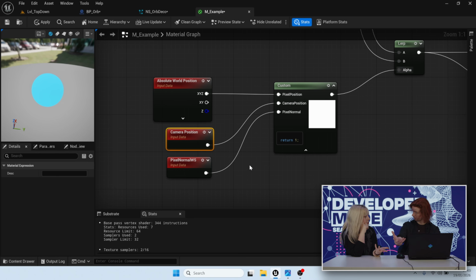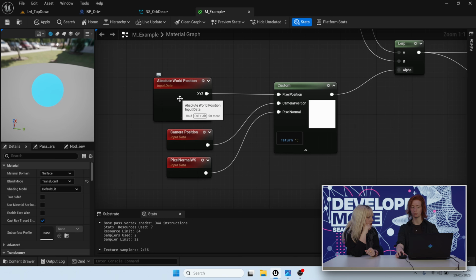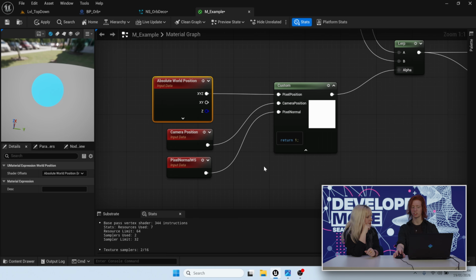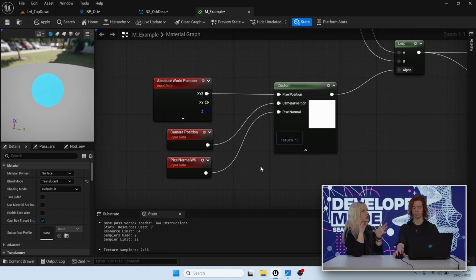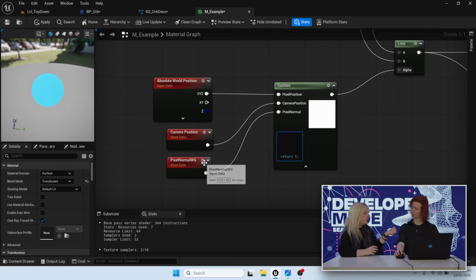Which is super important. Yeah. And then we've got things like absolute world position, and we'll get to pixel normal in a second. Essentially, we have camera position and absolute world position. It might be worth really quickly, because I don't know what our viewers' backgrounds are, camera position, very briefly, what is that in the world?